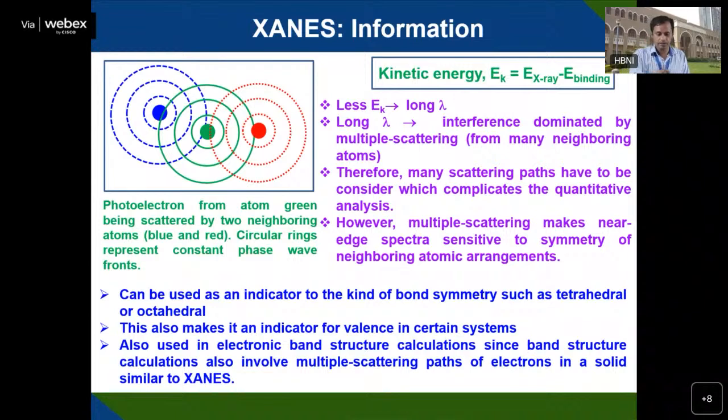If you see XANES, the blue, red, green atoms are interacting, with blue and red, how the overlapping of these three occurs. If you have sufficient binding energy there to overcome the edge, you will be able to get the interference, which is mainly dominated by the multiple scattering which occurs here. 1, 2, 3 scattering paths I have shown here. So that can give you an indicator of bond symmetry, such as tetrahedral or octahedral information. Those things you can get, and also it can give an indicator of the valency state. It is also used in electronic band structure calculations. This type of information you can get here.